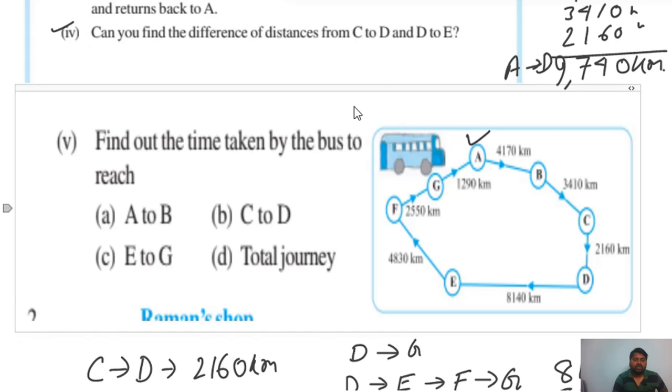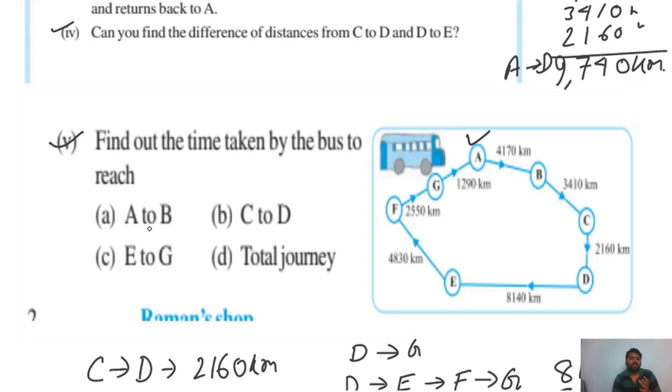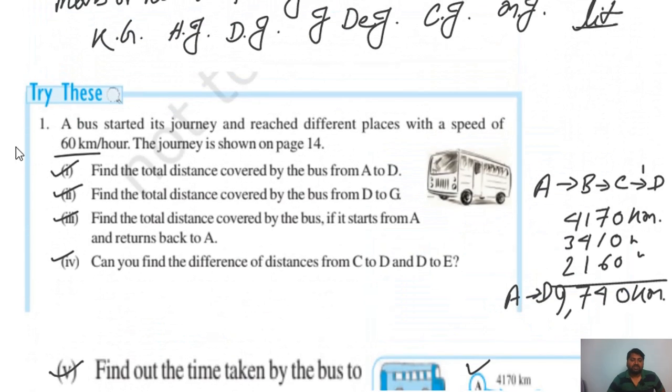Find out the time taken by the bus to reach. There is another problem, A to B. Here the distance from A to B is 4,170 kilometer. What is the time taken by the bus from A to B? We know the speed of the bus is 60 kilometer per hour.